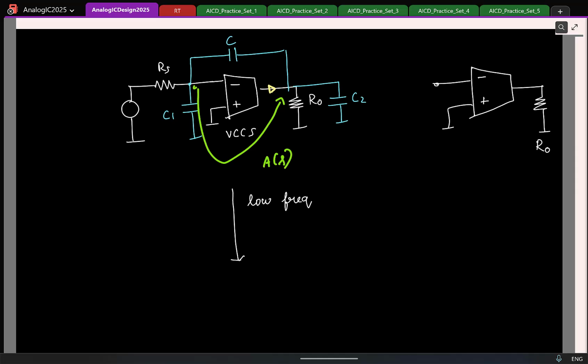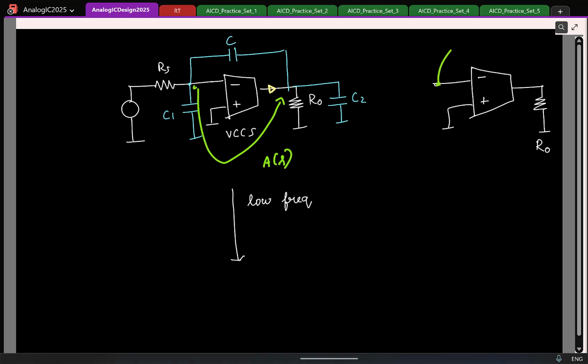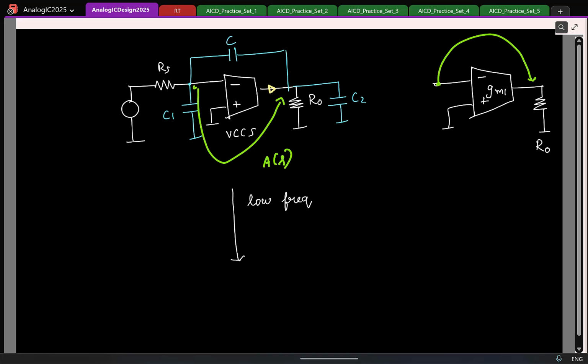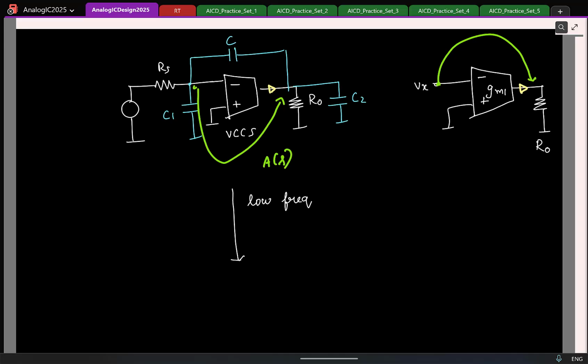Fine. So now can you tell me the voltage gain from this node to this node? If I call this GM1, how much is the voltage gain from this node to this node? Okay, first of all, what is the current flowing here? If I call this voltage some Vx, what is this current? Minus GM1 times Vx. So this current is minus GM1 times Vx. So this flows through. So what is the voltage gain?